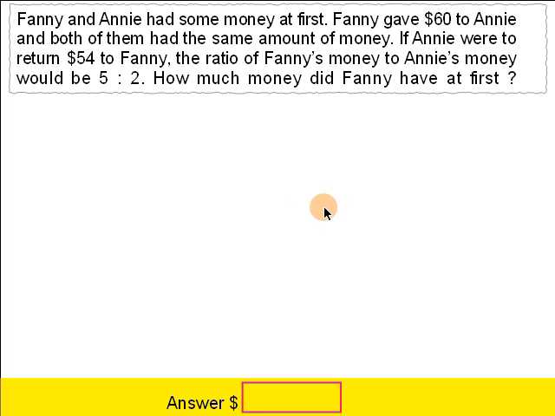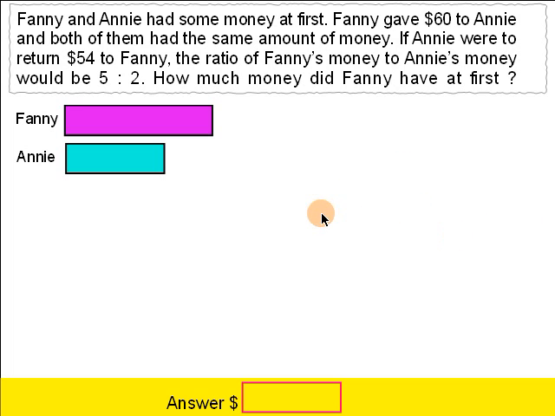Now, Fanny and Annie had some money at first, and Fanny gave $60 to Annie, and both of them had the same amount of money. That means that at first, the model of Fanny should be longer than that of Annie, because the question said that when Fanny gave money to Annie, they had an equal amount. So how much is the difference? The difference should be $120. Why? Because after Fanny gave away half of the difference, they had the same.